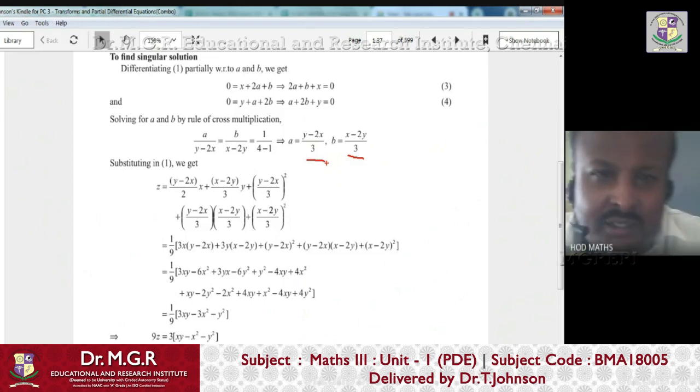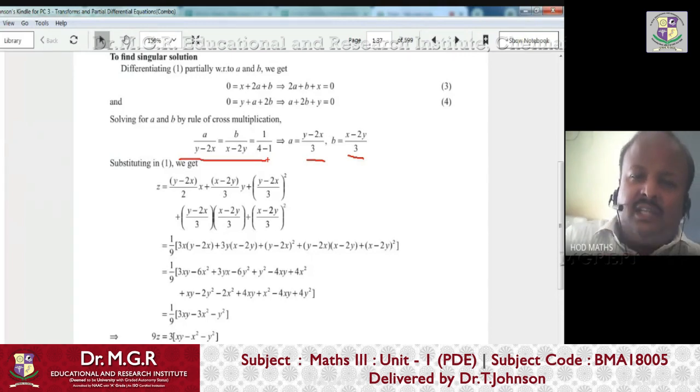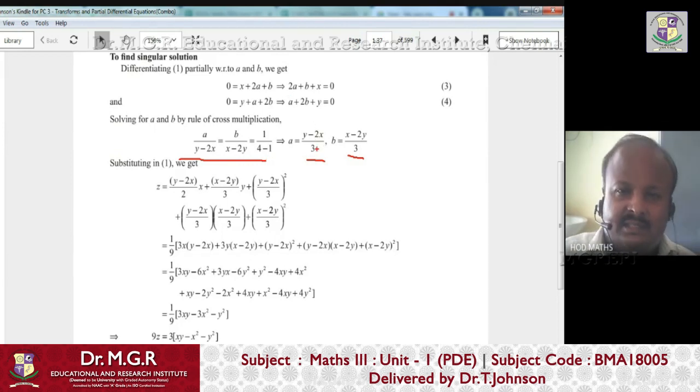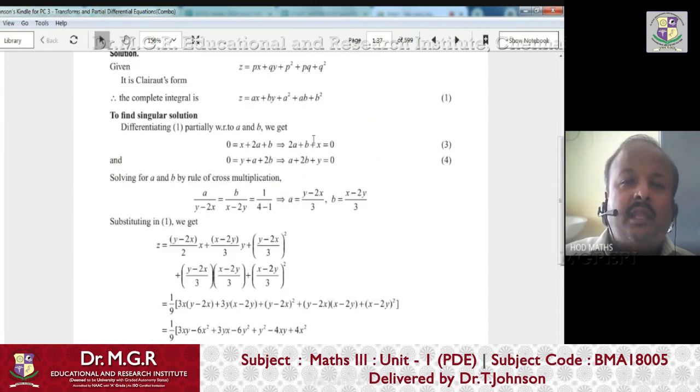That only they are using, cross multiplication, the same rule of cross multiplication that I did there. Instead of cross multiplication, I just solved, because this is two equations, two unknowns. So I just solved, finding a and b directly. Once you find a and b like this, with respect to x and y, then directly you can substitute that in the complete solution.